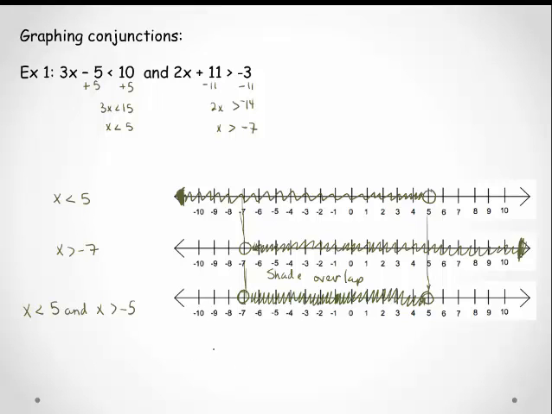Now we don't have to do this on two separate number lines to begin with. I know I have an open circle on 5, and I know I'm going to shade that direction. I know I'm going to have an open circle on negative 7, and I know I'm going to shade in that direction. If the arrows are pointing towards each other and the word is and, I shade in between.